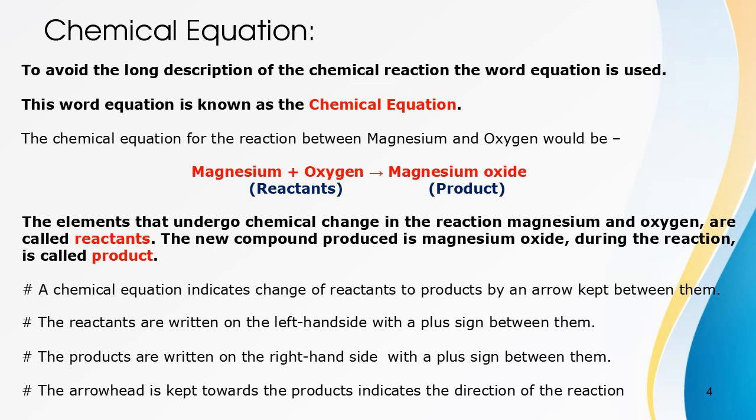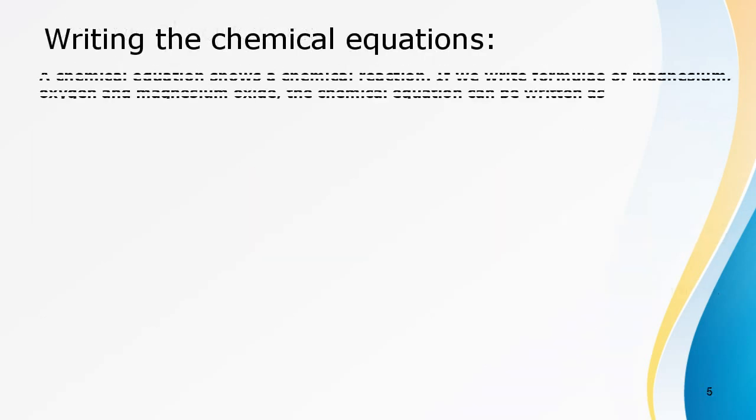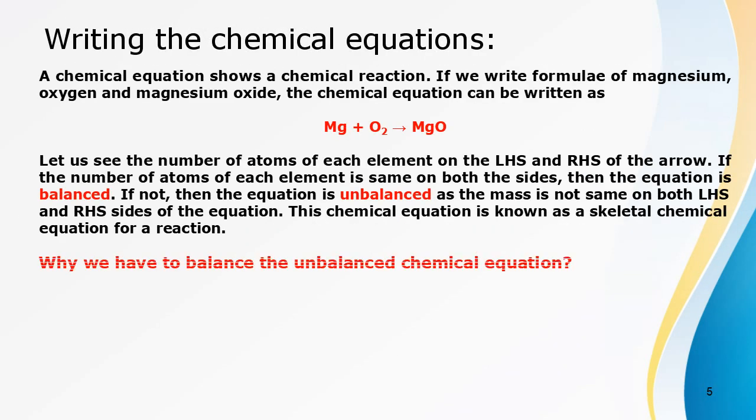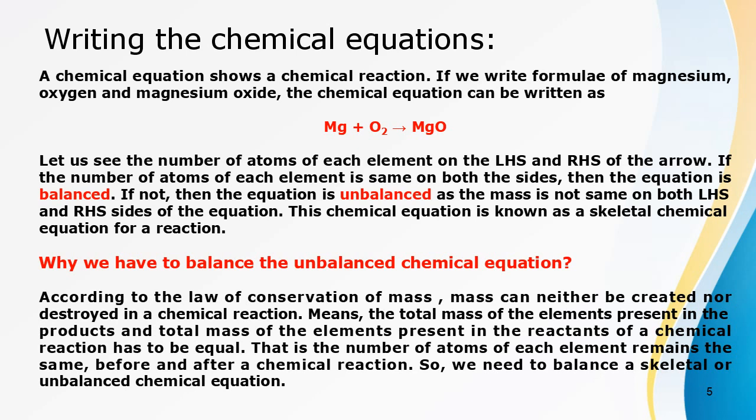A chemical equation indicates change of reactants to products by an arrow kept between them. The reactants are written on the left hand side with a plus sign between them, while the products are written on the right hand side with a plus sign between them. The arrowhead is kept towards the product and indicates the direction of the reaction. A chemical equation shows a chemical reaction.